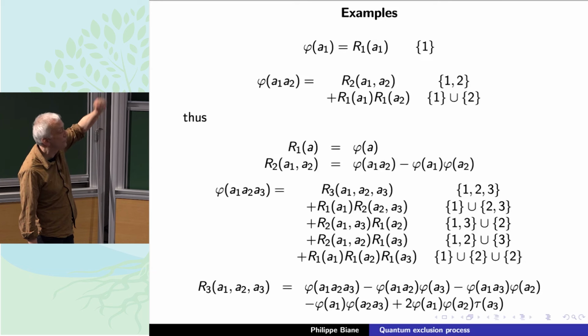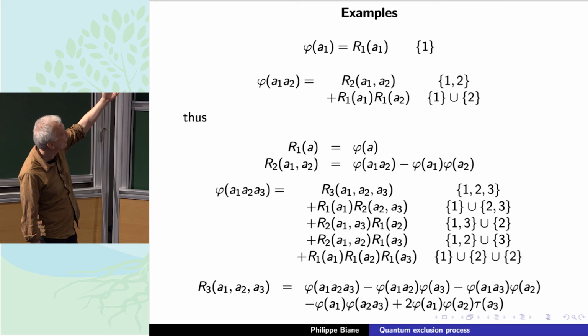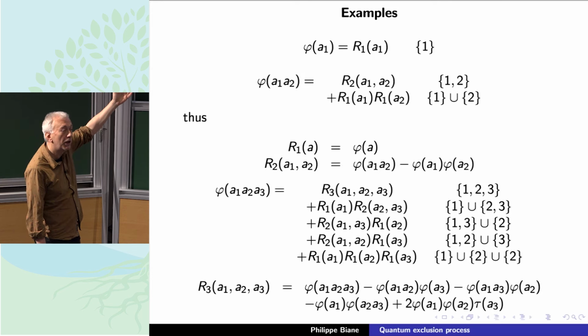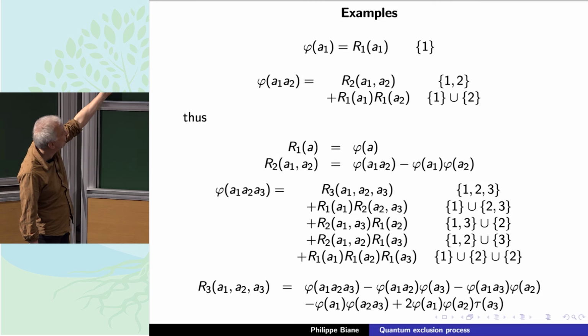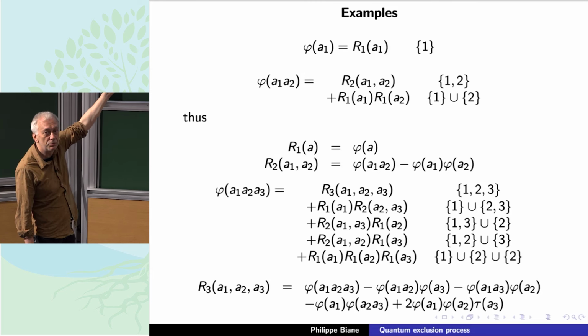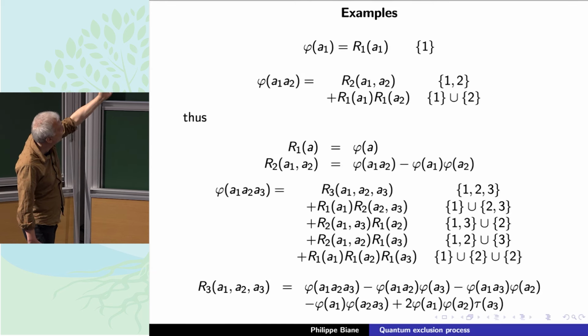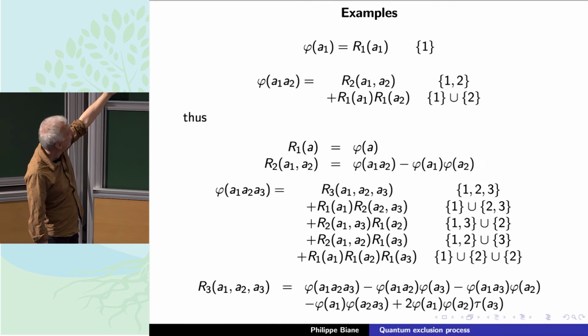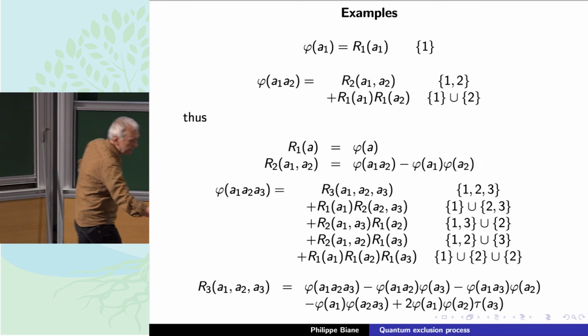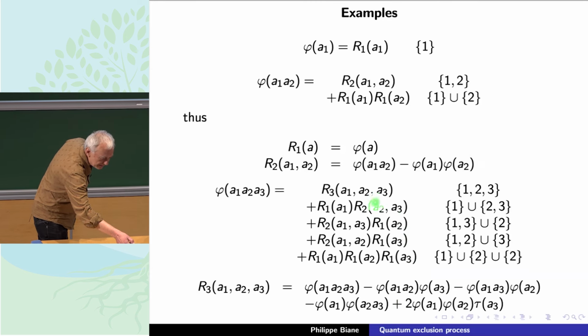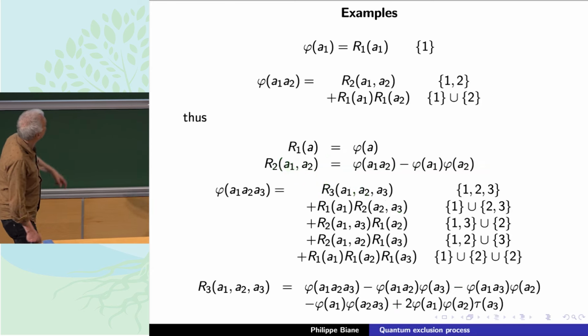The first case is just the expectation: phi of A1 is just R1 of A1. Each Rn is an n-linear form on the algebra. The second formula tells you that there are two non-crossing partitions of 1, 2, so you have two terms in the sum. Now you can solve the system because you already know R1, so you can deduce the value of R2. Okay, so you get the value of R2 from this.